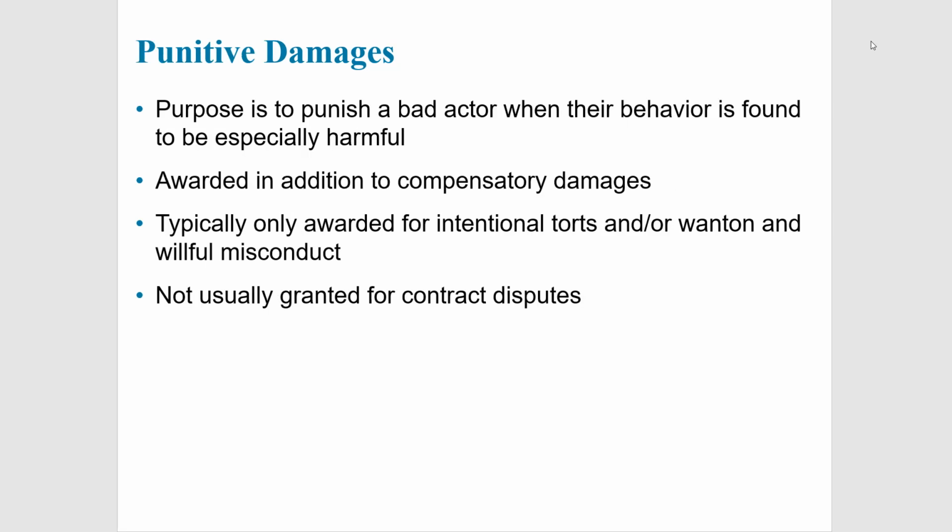Punitive damages are, as the name would suggest, designed to punish a bad actor when their behavior is found to be especially harmful. They are awarded, if they're awarded, in addition to compensatory damages. They are typically only awarded for intentional torts and/or wanton and willful misconduct. Very rare to see them in contract disputes because the goal in contract disputes, as I mentioned earlier, is just to make the other person whole, as if the contract had been completed or as if the contract had never existed. So punitive damages are rare, and we usually have to have a court find that somebody did something especially bad.